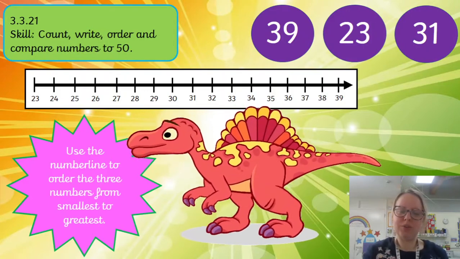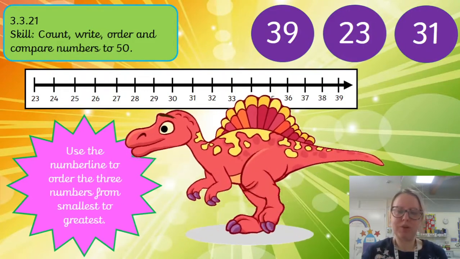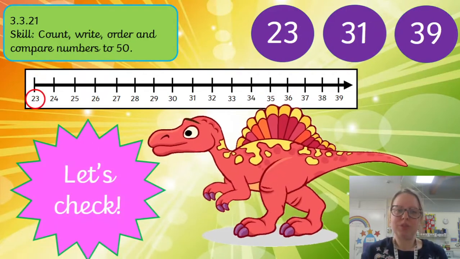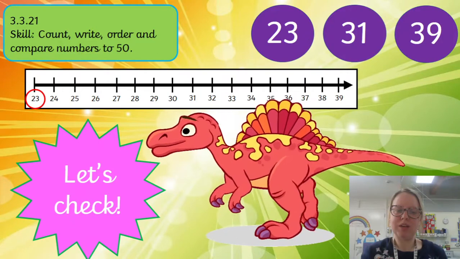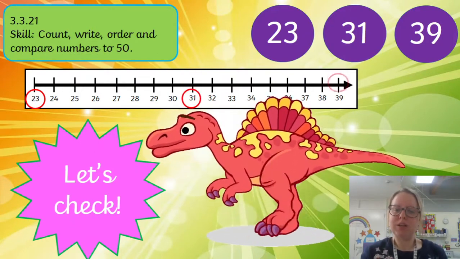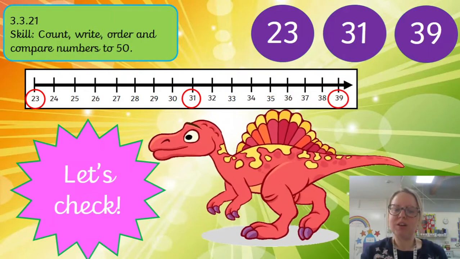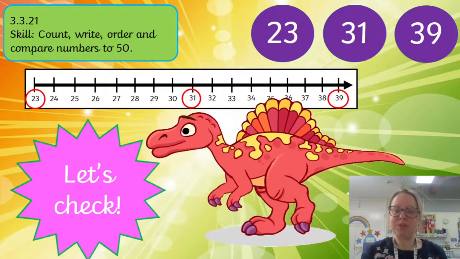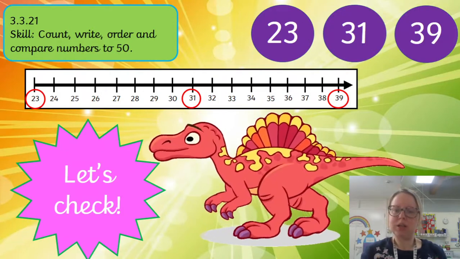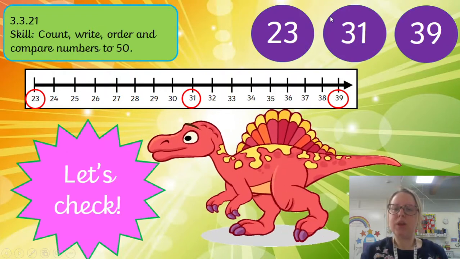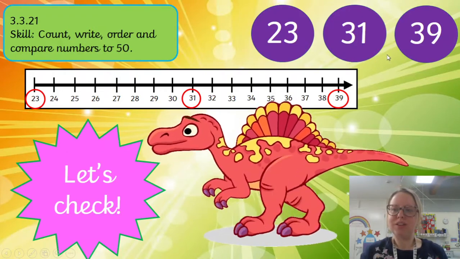So hopefully you spotted where the numbers were on the number line. So we have number 23 is here, number 31 is here, and number 39 is here. So our numbers needed to be ordered from smallest to greatest, didn't they? So we should have written 23, 31, then 39.